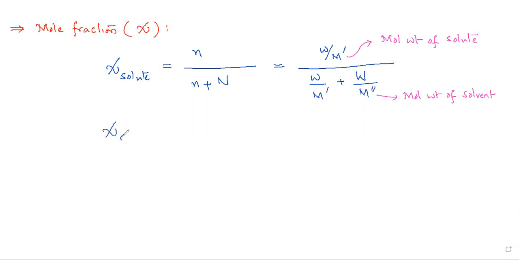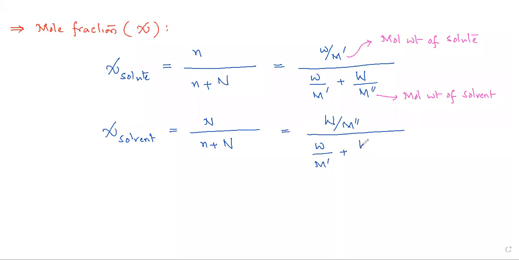Now coming to the mole fraction of solvent. It can be given as the number of moles of the solvent divided by the total number of moles of all the components present in the solution. So this can of course be given as capital W by m double dash, divided by small w by m dash plus capital W by m double dash. Okay.